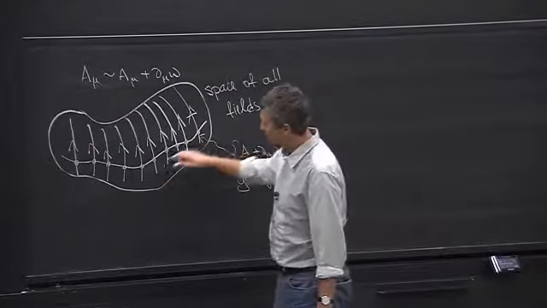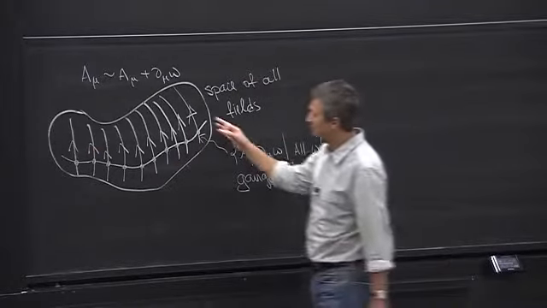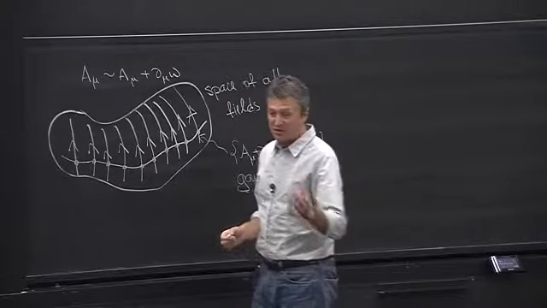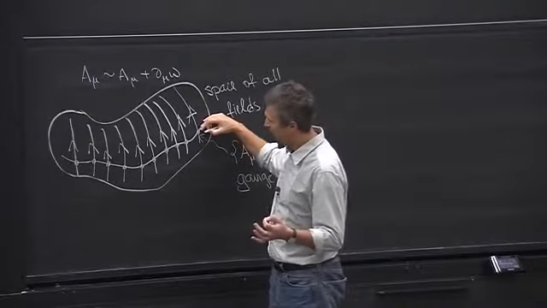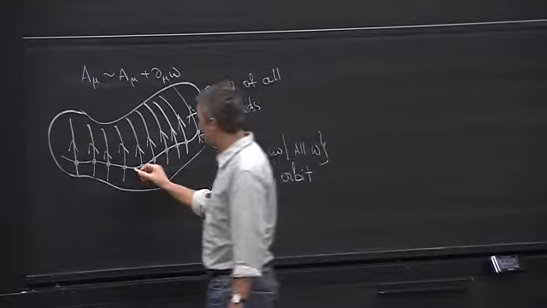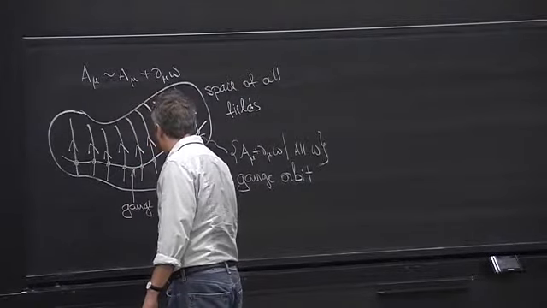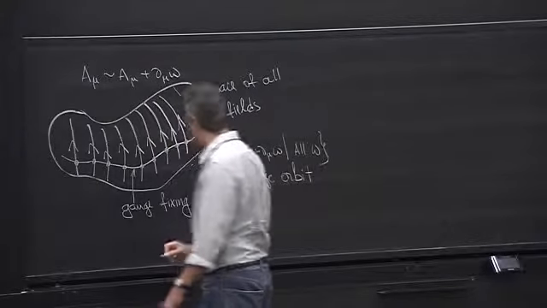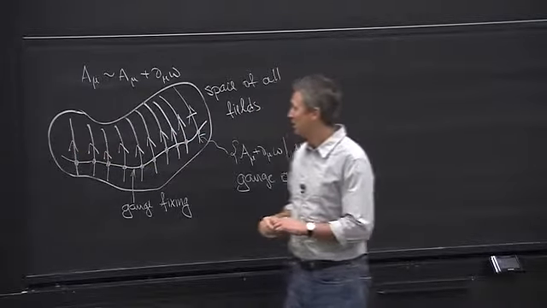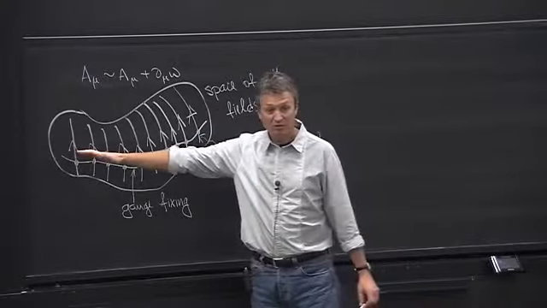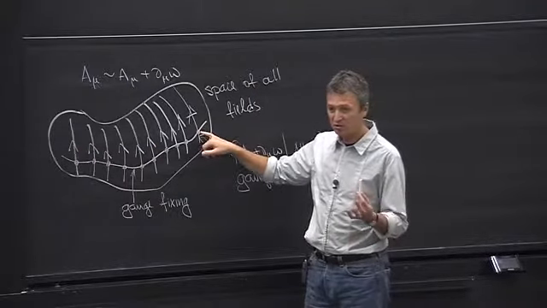And this way it picks one representative from each gauge orbit. So picking up this horizontal line is called gauge fixing. And of course, there is huge arbitrariness in this procedure, so we can choose any line we want. The only condition is that it intersects each gauge orbit only once.